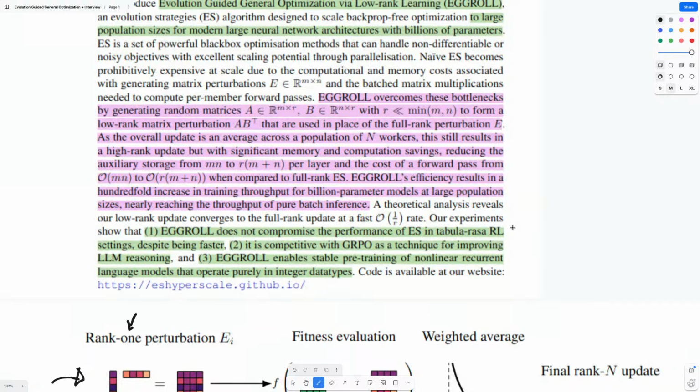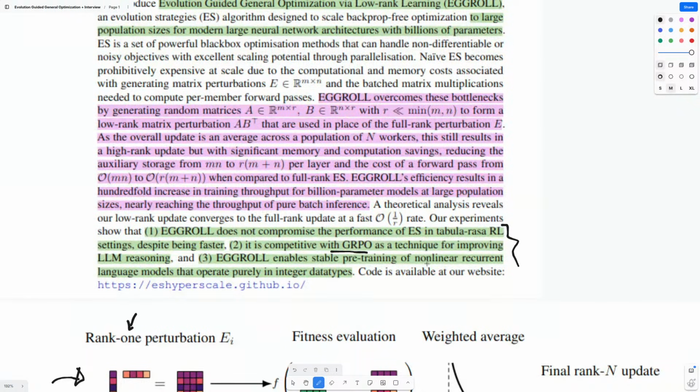There's three main takeaways here. Eggroll does not compromise the performance of ES in the tabula rasa RL setting, despite being faster. So it's both faster and actually performant. It's competitive with GRPO for LM reasoning. Kind of the same result that we've seen with that other evolution strategy paper with Yulu.